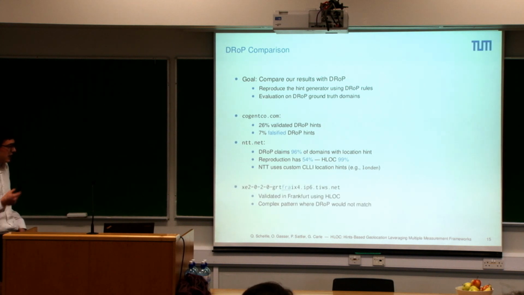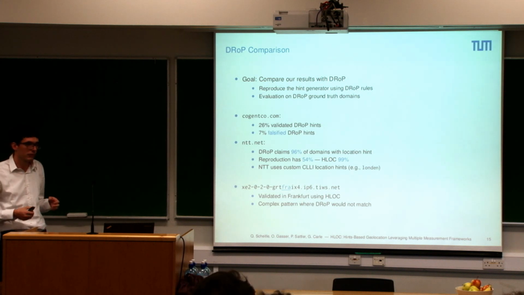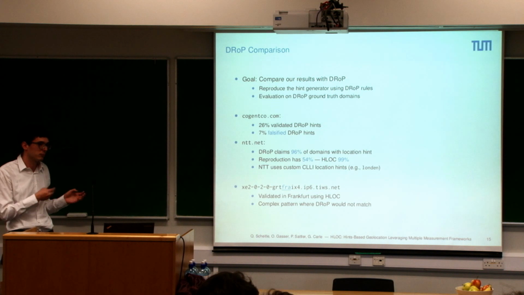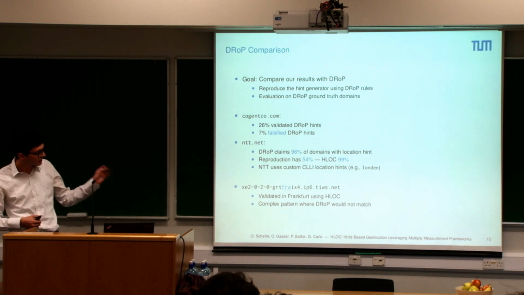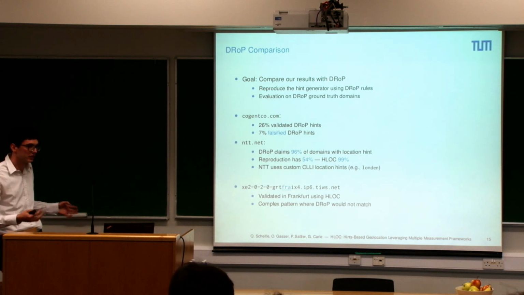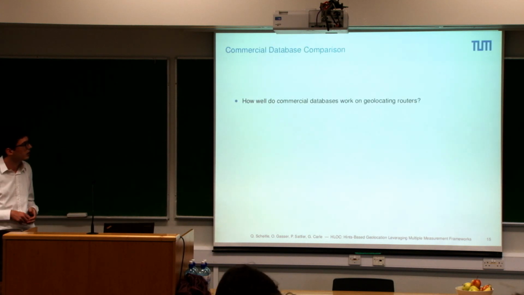And now an example where we find a location in a domain name, but DRoP isn't able to, because they have a simpler pattern matching. So this is a more complicated domain name where there is the hint for Frankfurt in it, and we could validate it, but DRoP found no location hint.